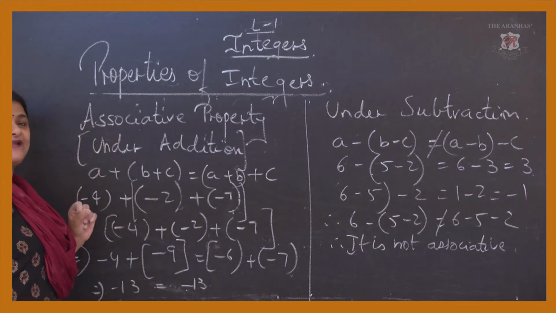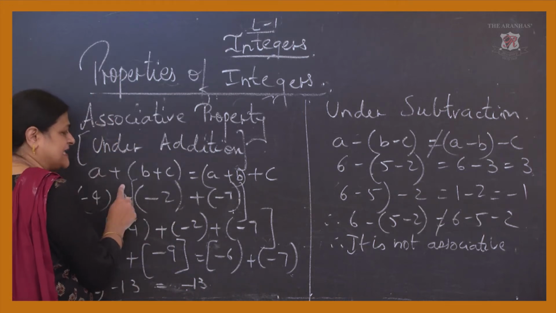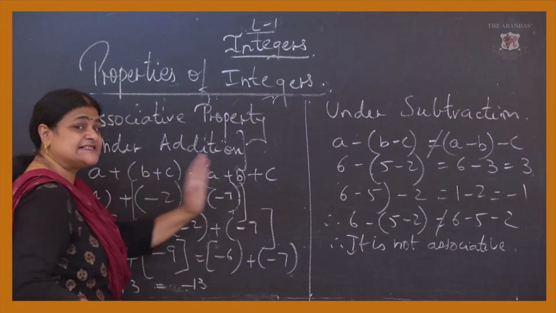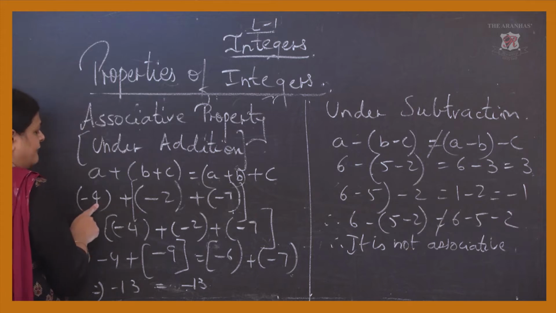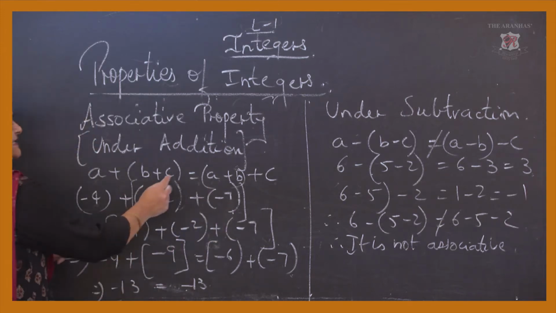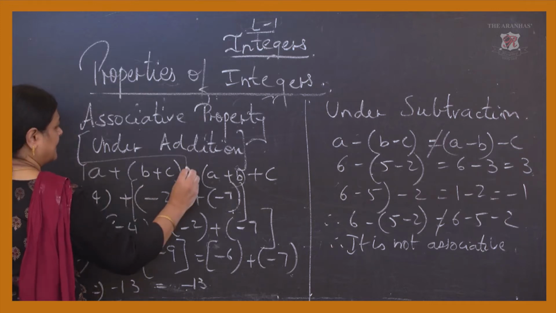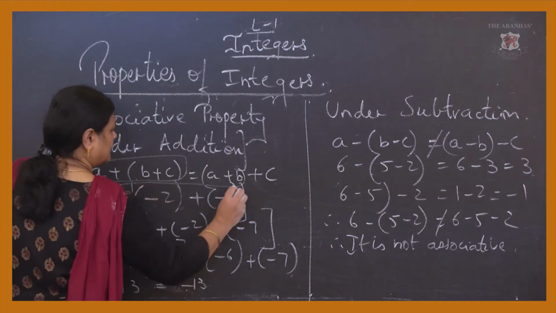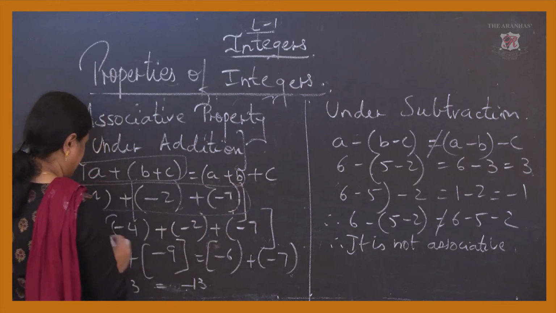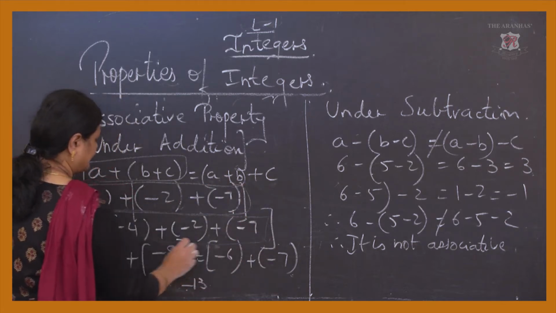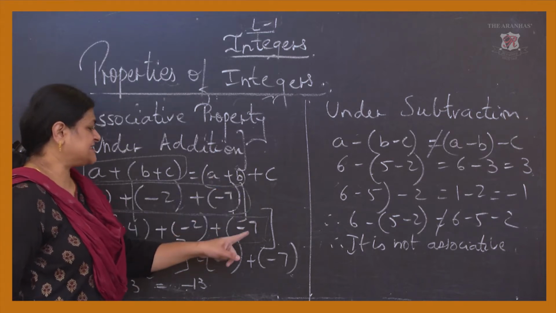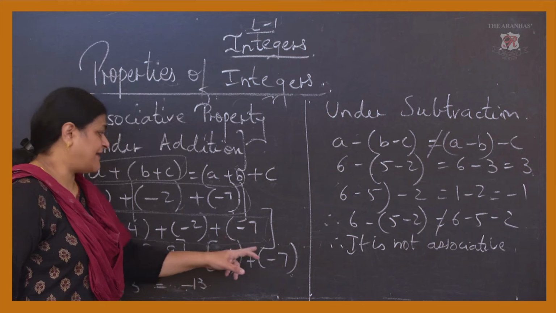Now here under your addition I have written A plus B plus C is equal to A plus B within the bracket plus C. So that is equal to 4 plus of minus 2 plus of minus 7, that is for this one. Okay, and the second one, A plus B plus C, is for this. So A plus B is how much? Minus 4 plus of minus 2 and plus C will be plus of minus 7.